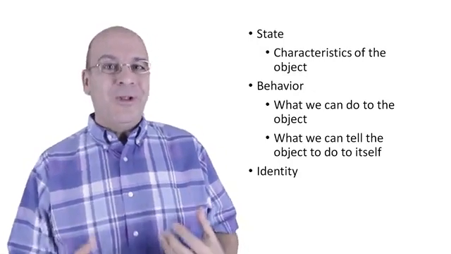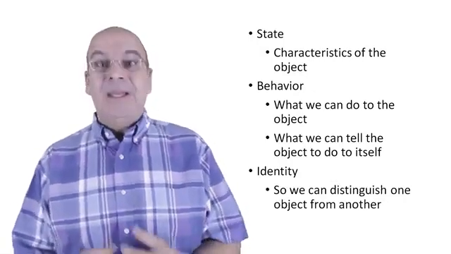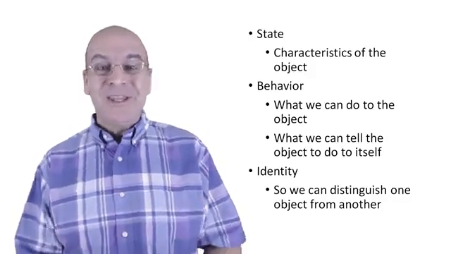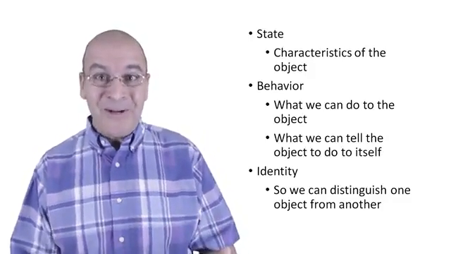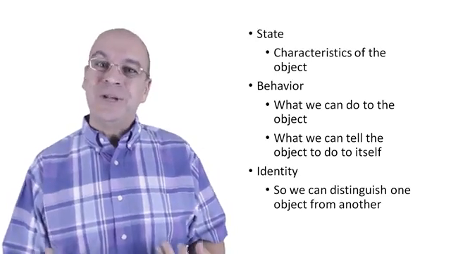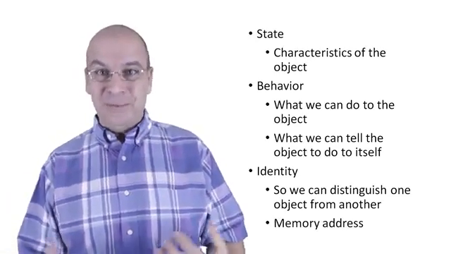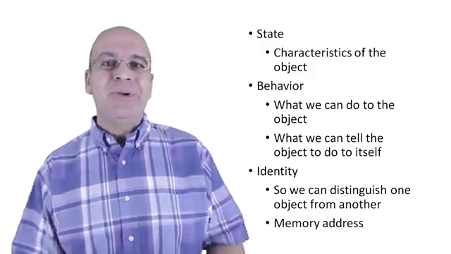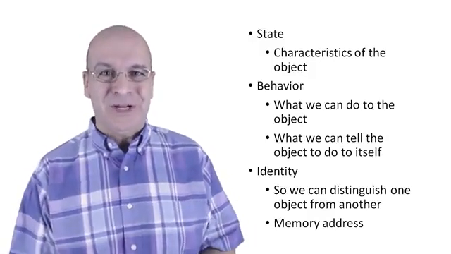Finally, all objects have identity. If our system is a bunch of interacting objects, then we have to be able to tell them apart. And so each object has its own identity. And it turns out that in practice, the identity of an object is the memory address of that object.